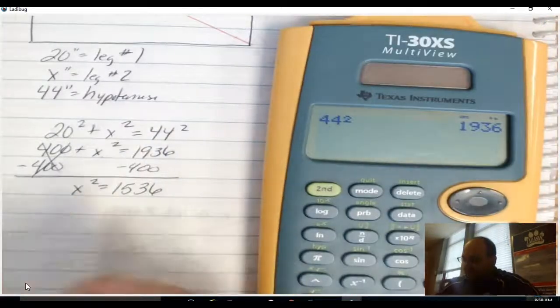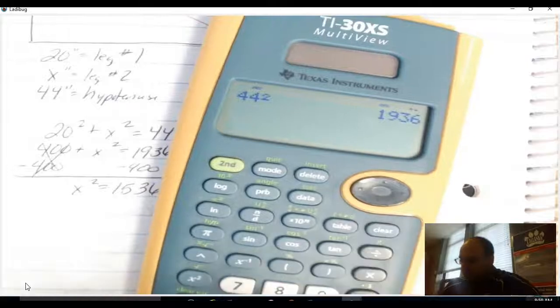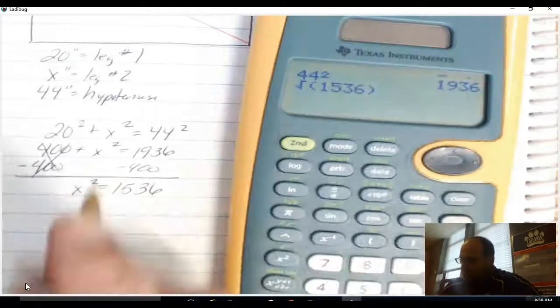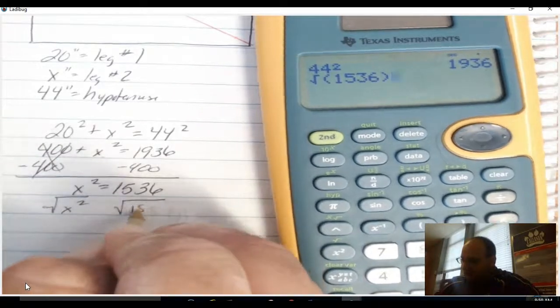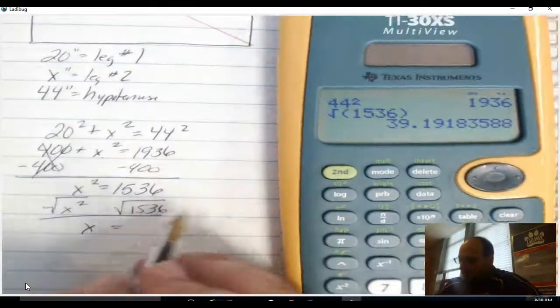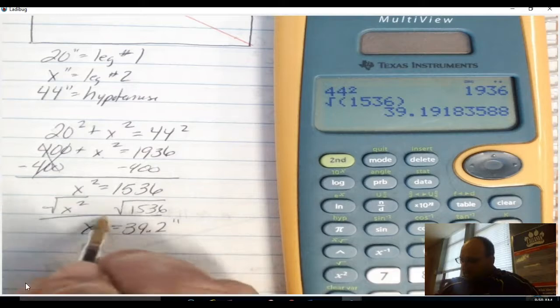Now that I have x squared by itself, I'm going to do the square root of that. So I'm going to hit second, square root, 1,536. So I'm doing the square root of x squared and the square root of 1,536. And I get x equals 39.19, or 39.2 inches.